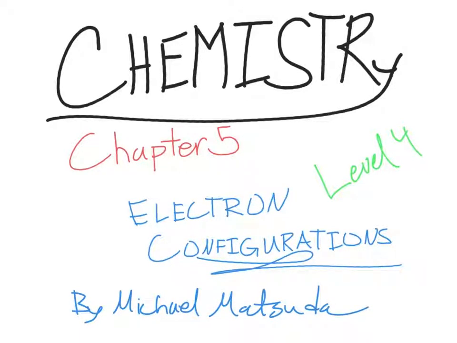Hello everyone, this is my chemistry video on chapter 5, which is about electron configurations. I'll be doing the level 4 assignment, and this is by me, Michael Matsuda. So let's get started.